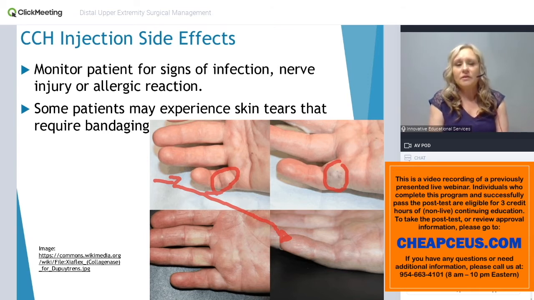You're going to monitor them closely for any side effects of allergic reaction. They're likely to have tenderness and bruising in the area. You're going to look for any signs of excessive swelling, hives, difficulty breathing, chest pain, for more of that systemic type of response.